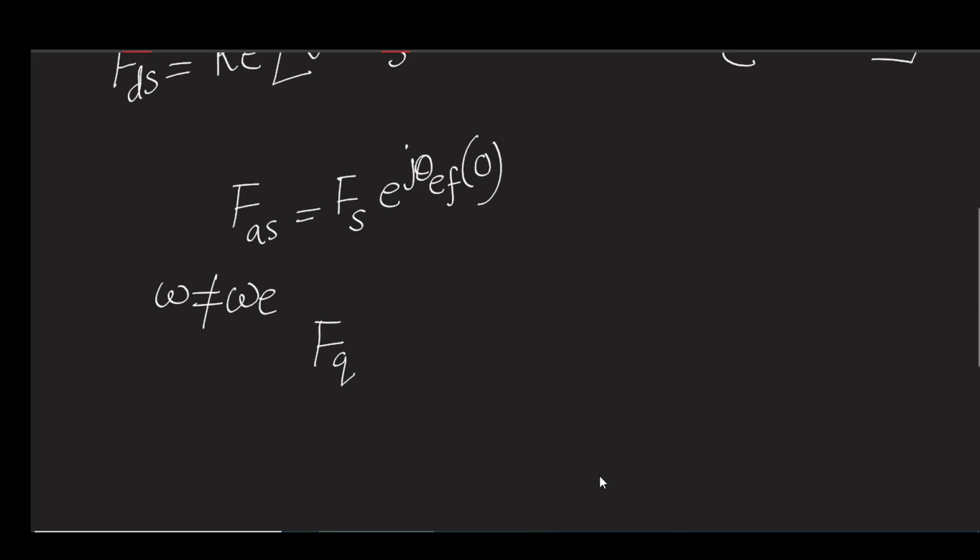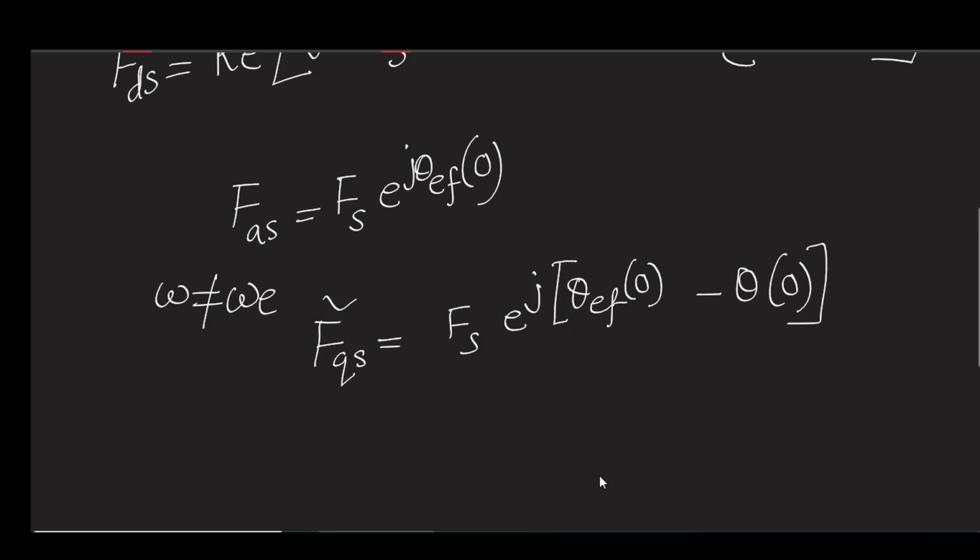So what we can write, fqs is equal to Fs e^(j(theta_ef0 minus theta_0)), and if ds is equal to j fqs. So these are the sinusoidal quantities.